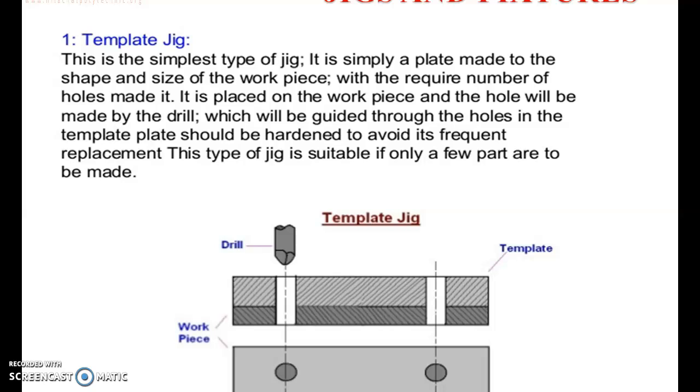So let us discuss the template jig. The template jig is the simplest of all types. It is simply a plate made to the shape and size of the workpiece with the required number of holes made in it. It is placed on the workpiece and the hole is made by the drill, which is guided through the hole in the template. The template should be hardened to avoid its frequent replacement. This type of jig is suitable if only a few parts are to be made.